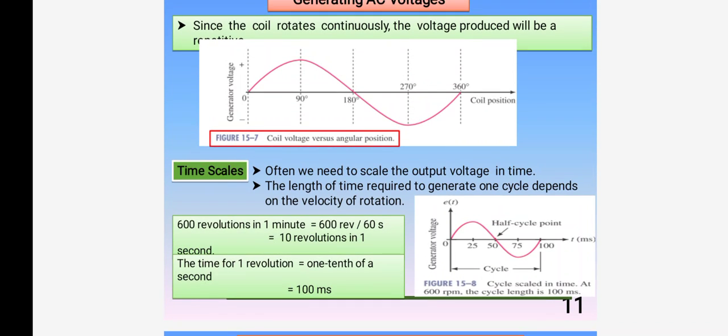For example, you can take 600 revolutions in 1 minute. So 600 revolutions by 60 seconds is equal to 10 revolutions in 1 second. So the time for one revolution equals 1/10 of a second, that is 100 milliseconds. From the diagram you can easily understand 0 to 50 and 50 to 100 is considered to be one cycle.